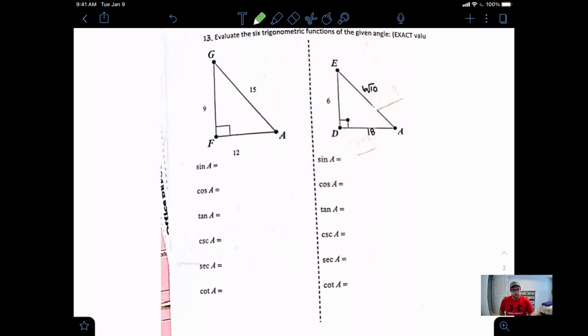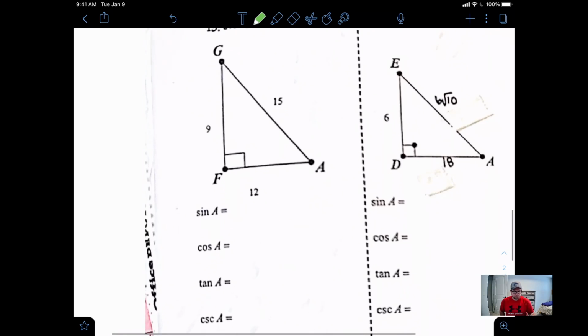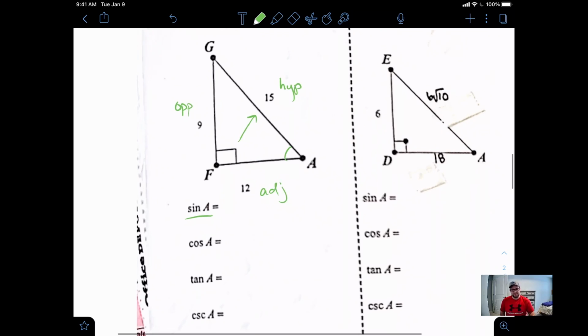Coming over here to this one, we're being asked to find the sine of angle A, which is right here. So this will be our opposite side. This will be our hypotenuse because it's across from the right angle. And this will be our adjacent because it's what's left. For the sine, it is the opposite over the hypotenuse. So this will be 9 over 15, which reduces down to be 3 over 5.